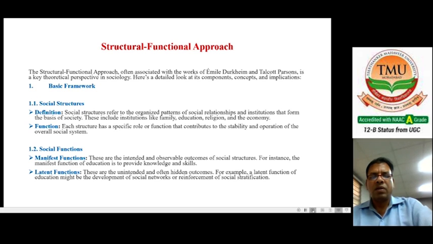Next are the latent functions. These are unintended and often hidden outcomes. For example, a latent function of education might be the development of social networks or reinforcement of social stratification. This is a very important part of these things.